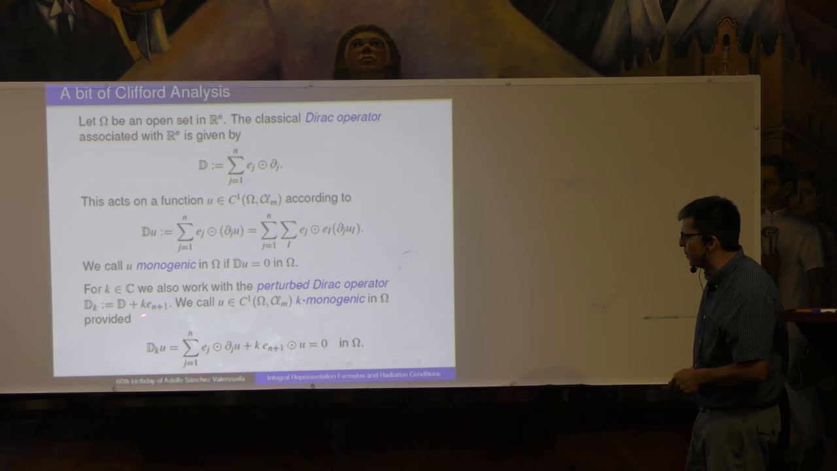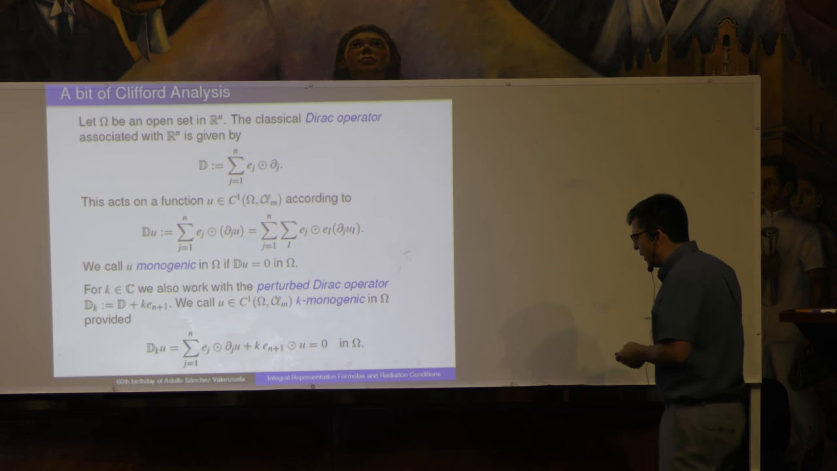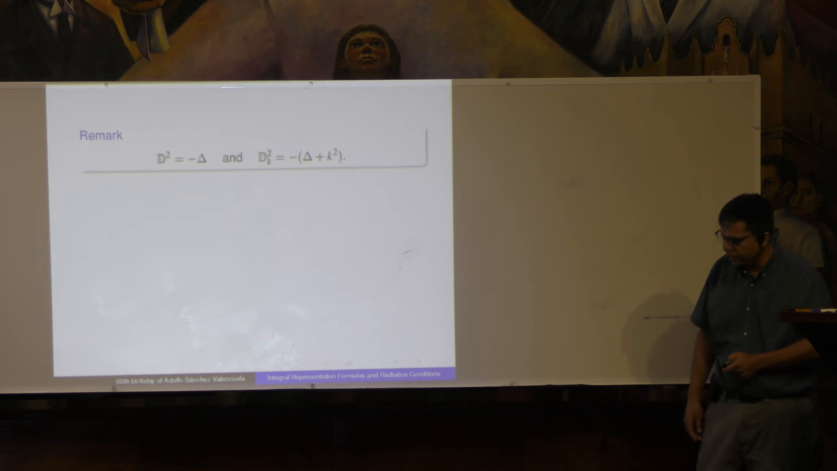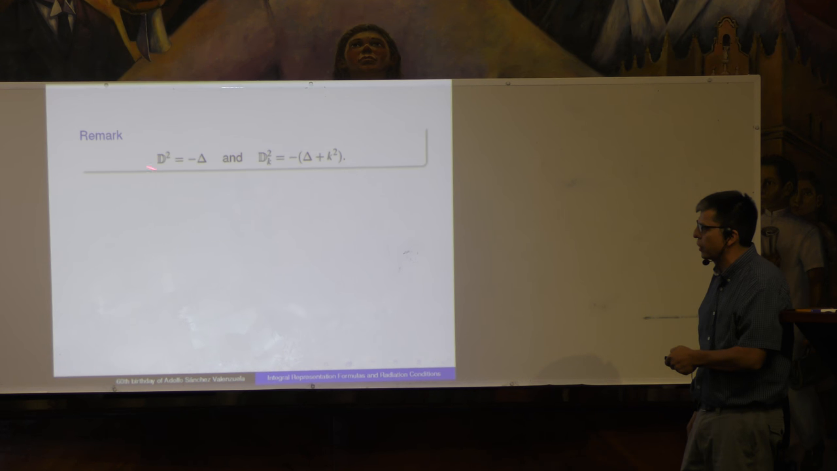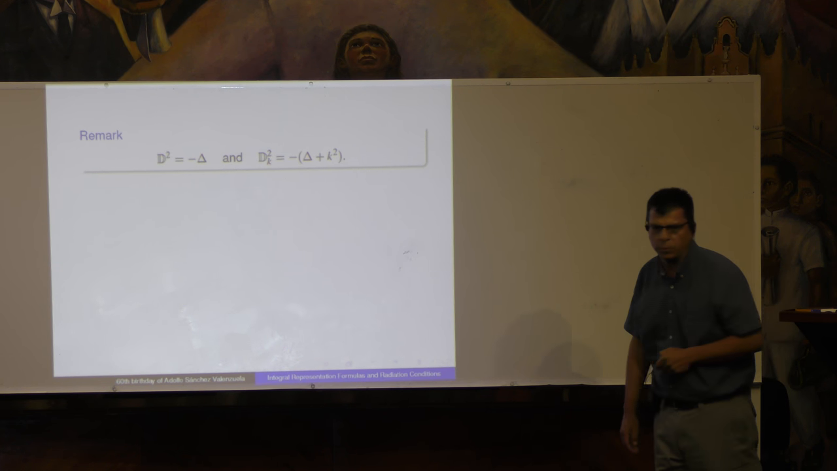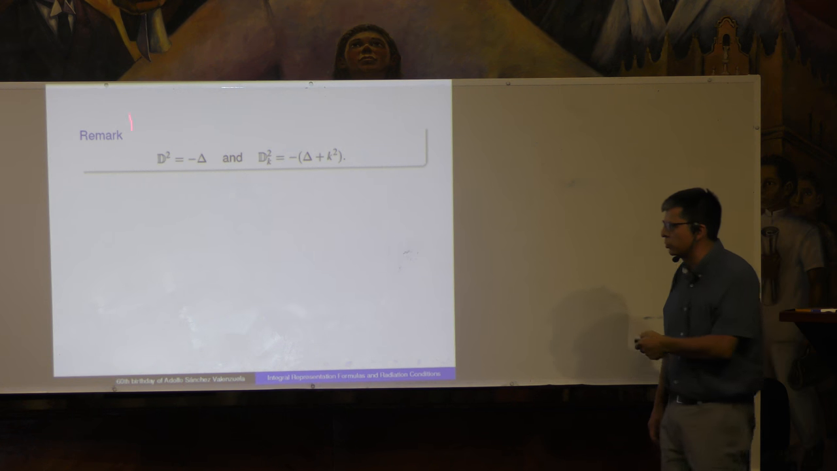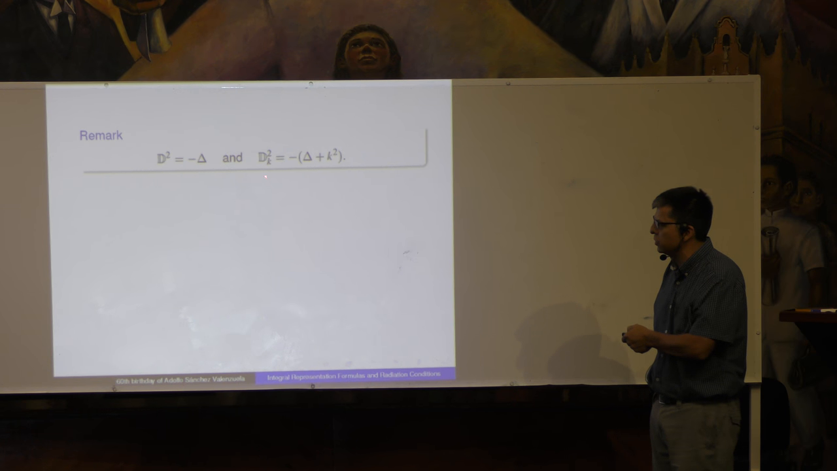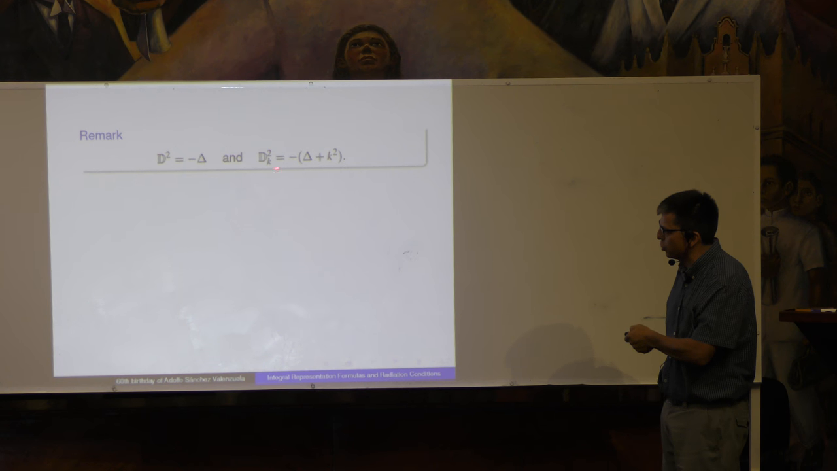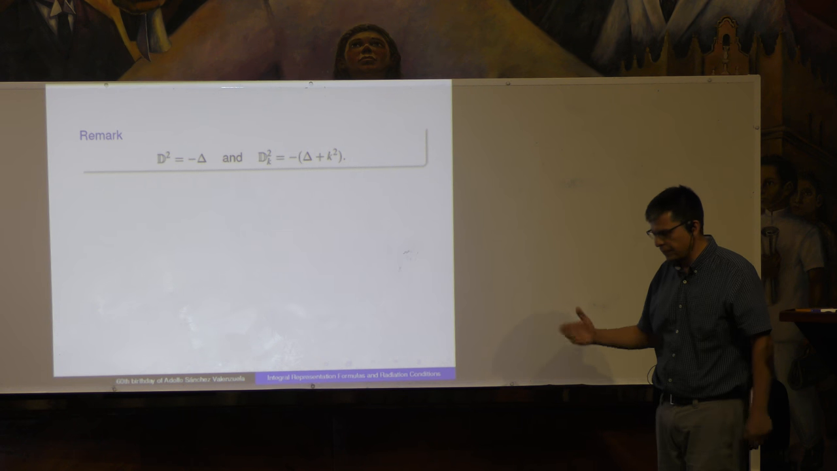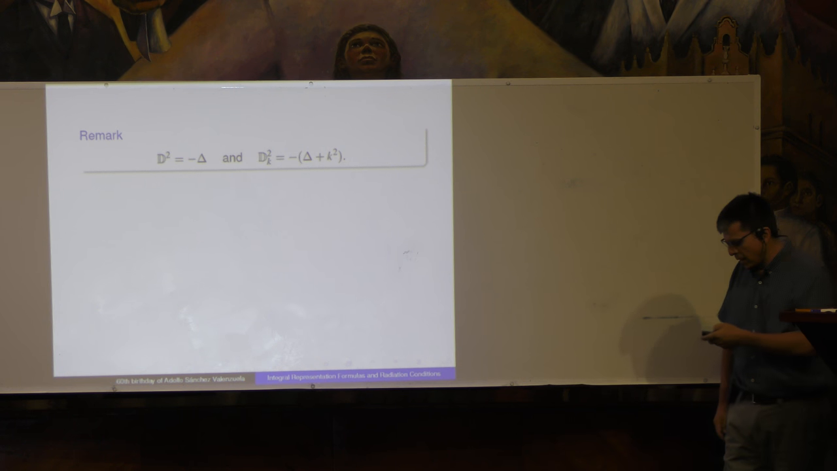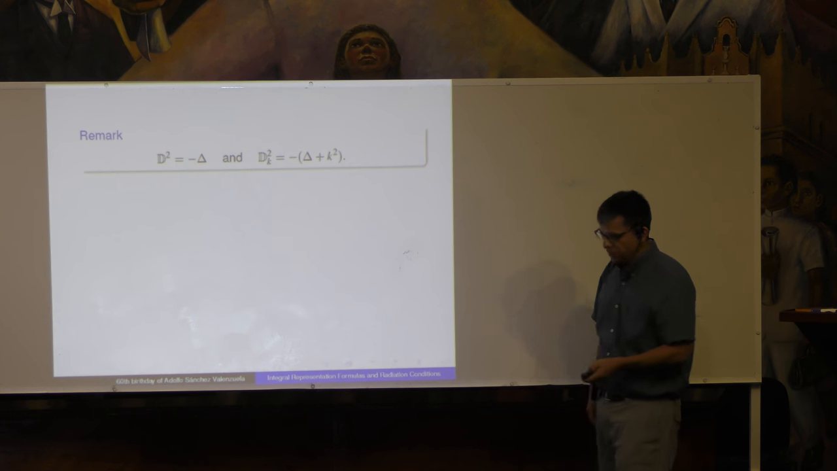For the perturbed operator, we take k and take an extra unit and make the Dirac plus this time. And these two are important because the Dirac squared is minus the Laplacian, and Dk squared is minus the Helmholtz operator. So any function which is monogenic will have harmonic components, and any function which is k-monogenic will have Helmholtz components.